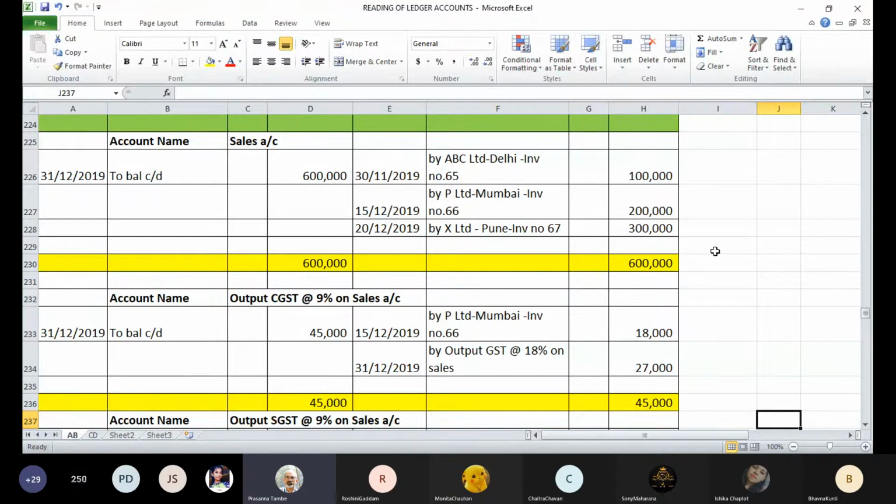Do you remember? What is the entry passed for credit sales? Anyone? You can unmute and give me an answer. Debtors account debit to sales account. Correct. Very good. Customer account debit to sales account. Now, this is a basic entry.